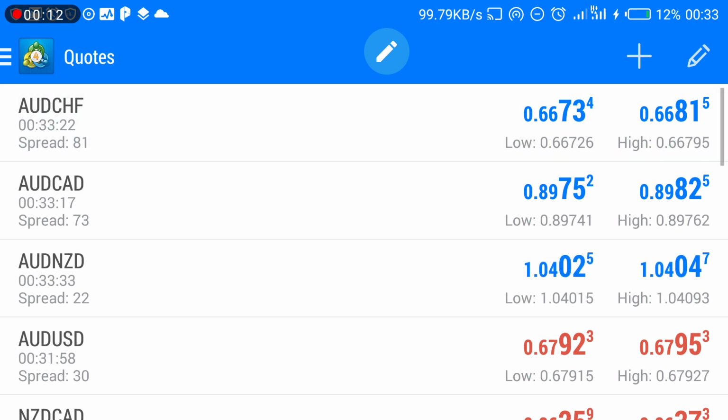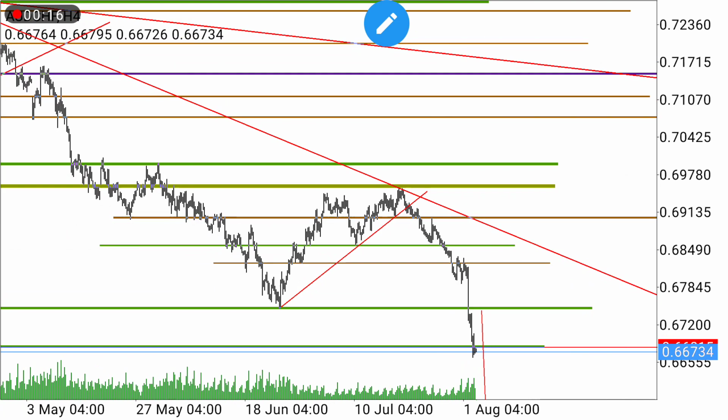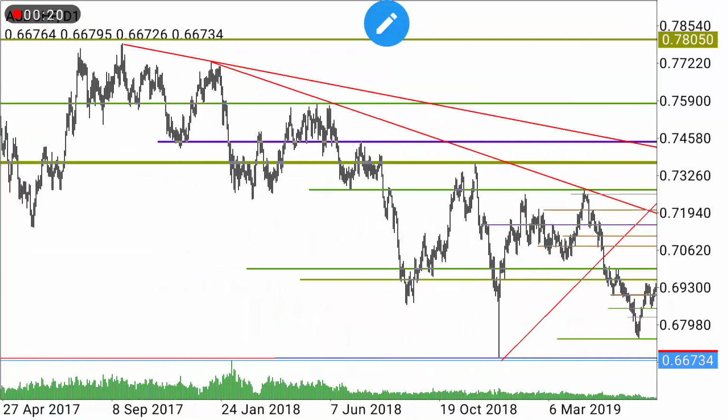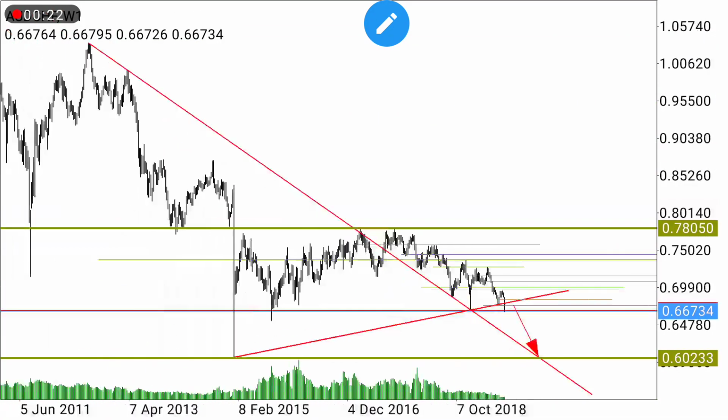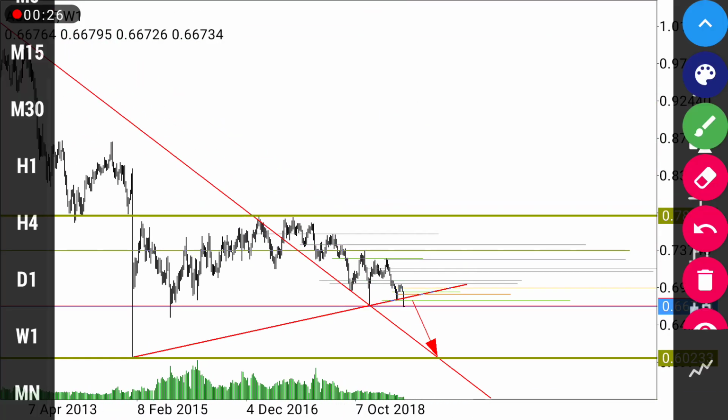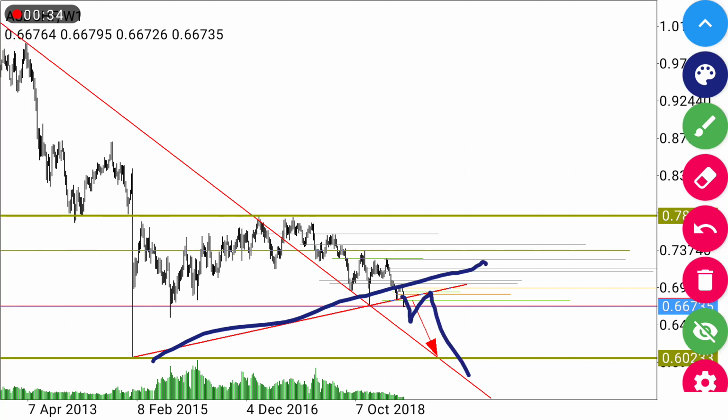For the first pair, which is AUD CHF, you're going to be looking at this pair in the bearish direction. Let us go to the daily or weekly time frame so that you can see the target. We're looking for a bearish direction on this pair because the market has already breached this trend line, so we're expecting to see a pullback, then a move down toward the targeted area.